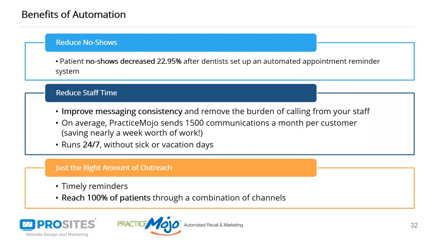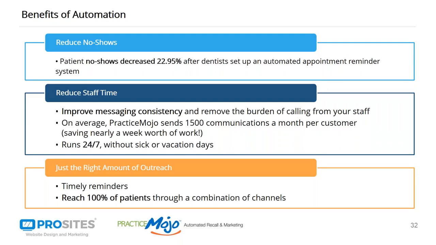It reduces your staff time. You're more consistent in your message, and your staff doesn't have to call. If the staff's not in, if they're sick one day, if they have vacation days and those calls don't get through, you have an increased chance of no-shows that day because the reminder calls didn't go. But with an automated system, it's still happening. It doesn't matter. We actually find with Practice Mojo, on average, they send out about 1,500 communications a month per customer, and it saves about a week's worth of work. It's a huge amount of work that then you can have that staff member doing other things like marketing your practice to bring in new patients.